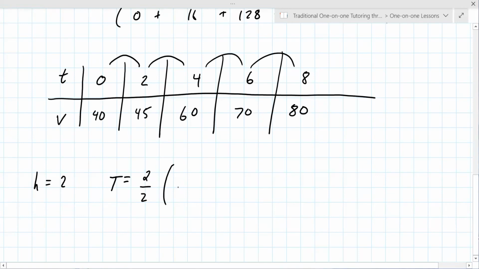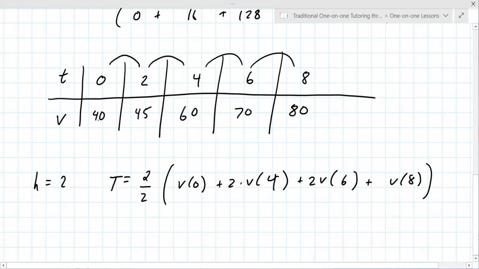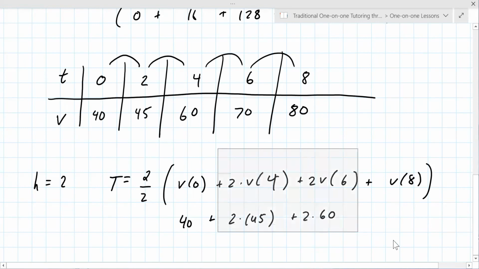And then it would be V of 0 plus 2 times V of 2 plus 2 times V of 4, 2 times V of 6 plus V of 8. I'm sorry, I got the wrong number there. And so V of 0 is this first column. So it's 40 plus 2 times 45 plus 2 times 60. Did I miss one? I missed 2. Wow, that's terrible. I wrote it there.